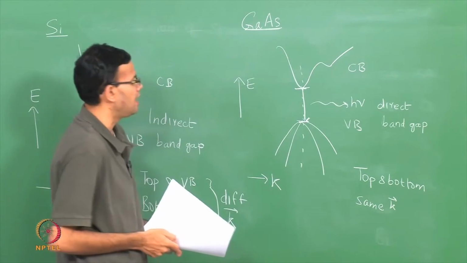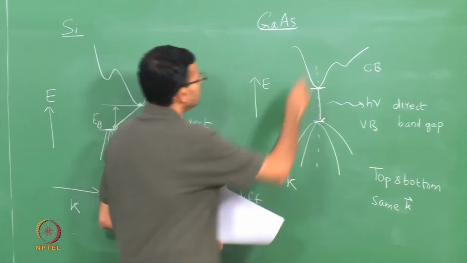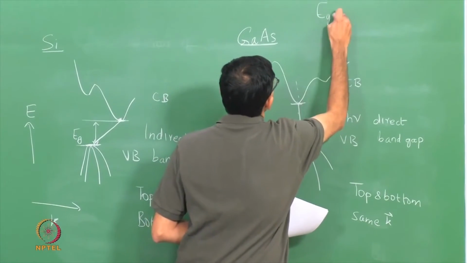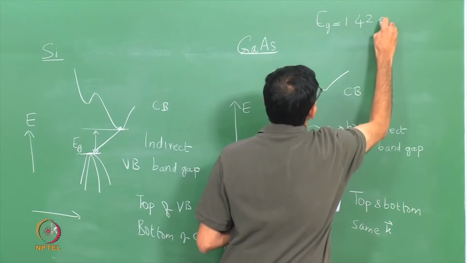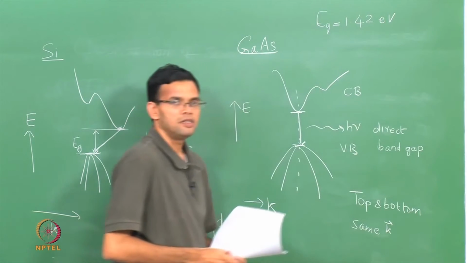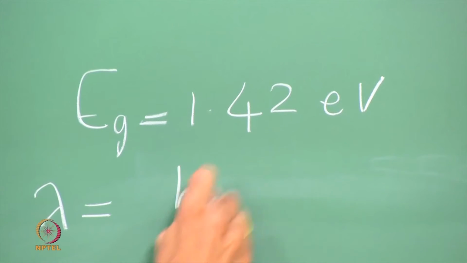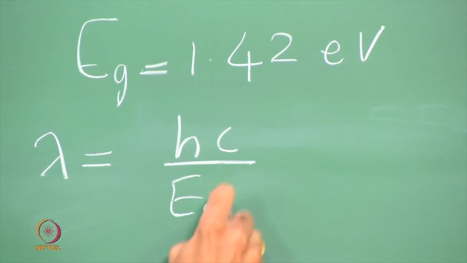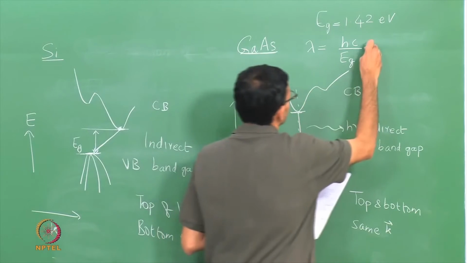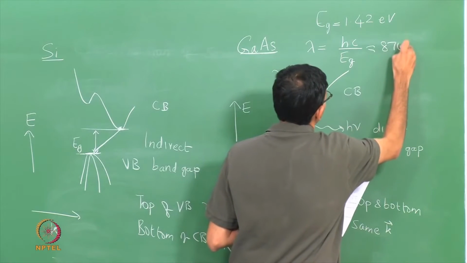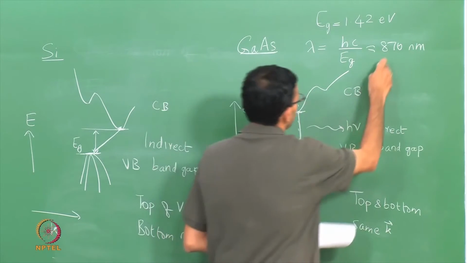In the case of gallium arsenide, the band gap is 1.42 eV. This energy is released as a photon. So, the wavelength of the photon, using the same formula that we saw before, is nothing but hc over Eg, which is approximately 870 nanometers. This lies in the IR region.